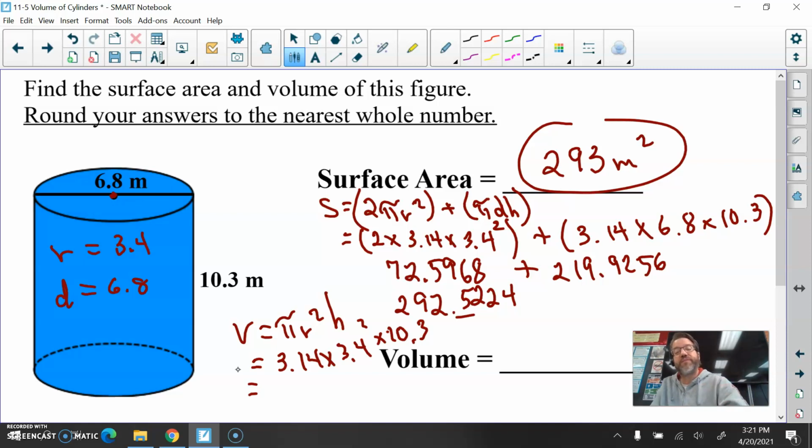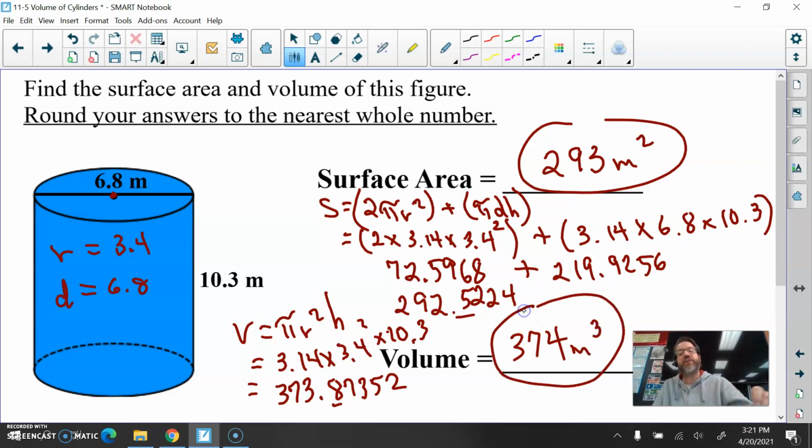And then times 10.3. And I get 373.87352. Again, I'll round this to the nearest whole number. The tenths place has an 8 in it, so I'm going to let her soar, and 373 will go up to 374. Volume is cubic units, so instead of square meters, I have cubic meters here.